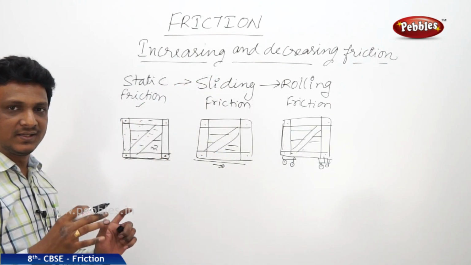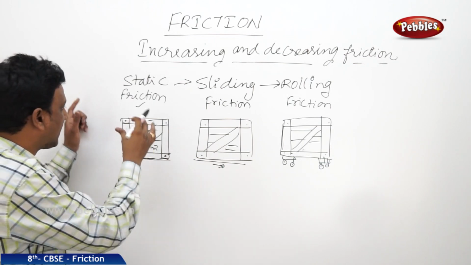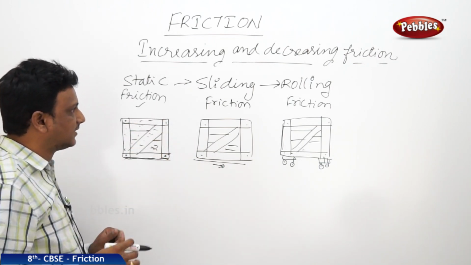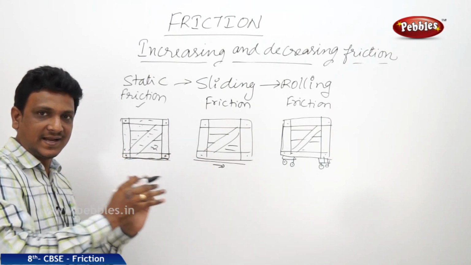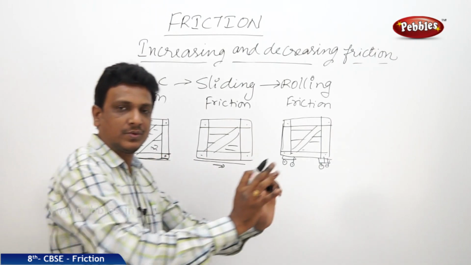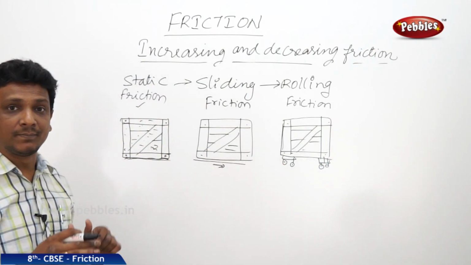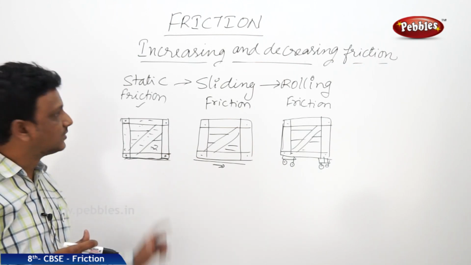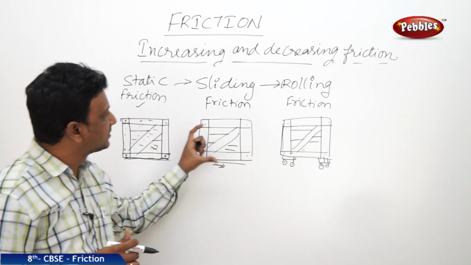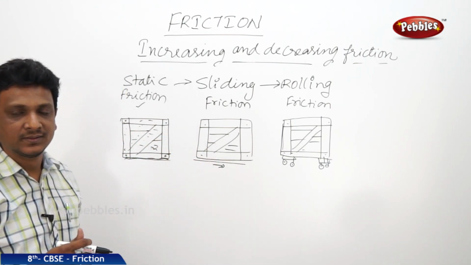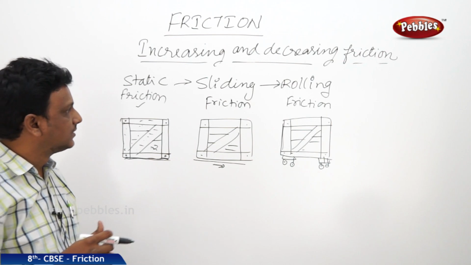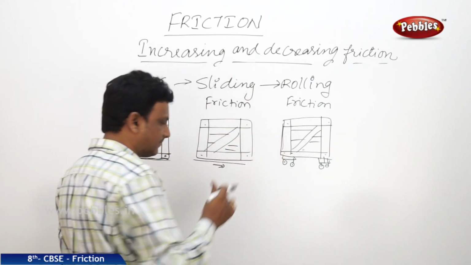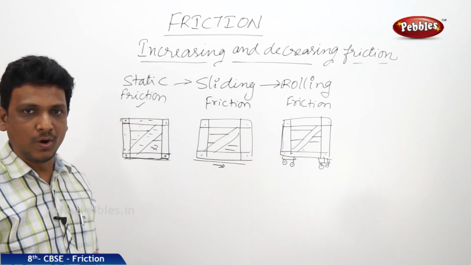You need not apply the same amount of force which you have applied to move a steady object. When an object is sliding, then if you try to move it further, you can apply less force compared to static in this case. So the static friction is more compared to sliding friction. So here we are sliding, just pulling the box.